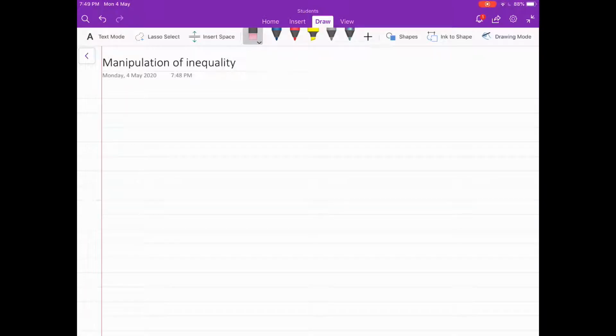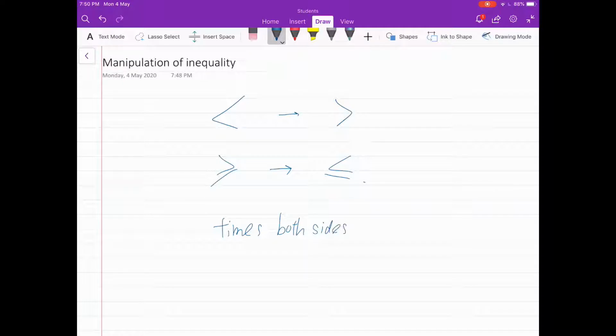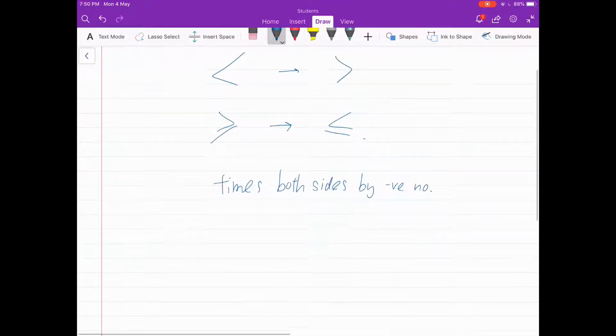Okay, this is going to be a very short video on manipulation of inequality. Specifically, all I want to know is under what condition will an inequality sign flip? Or let's say this inequality sign, when will it flip? Our common understanding is when we times by a negative. Correct? Let me give an example here.